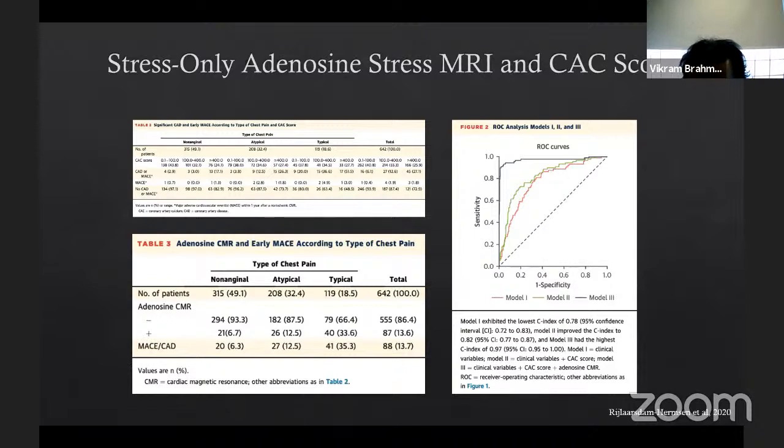Those who had a coronary artery calcium score between 0.1 and 100 without typical symptoms, really only 3% of those patients had significant obstructive disease, whereas those who had calcium scores greater than 400, even with non-anginal pain or non-cardiac pain, obstructive disease was found in 16%.